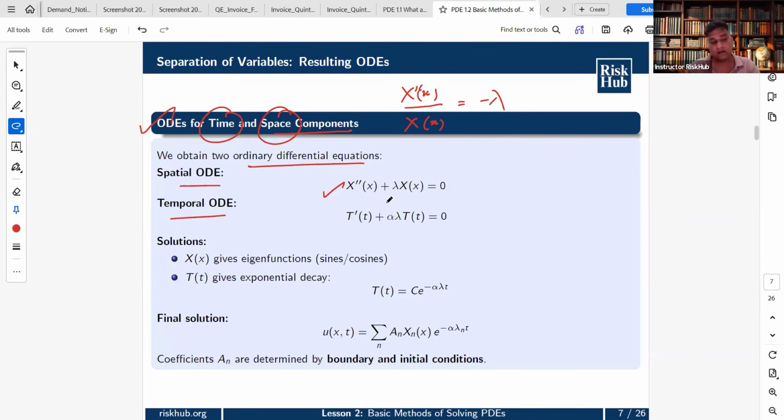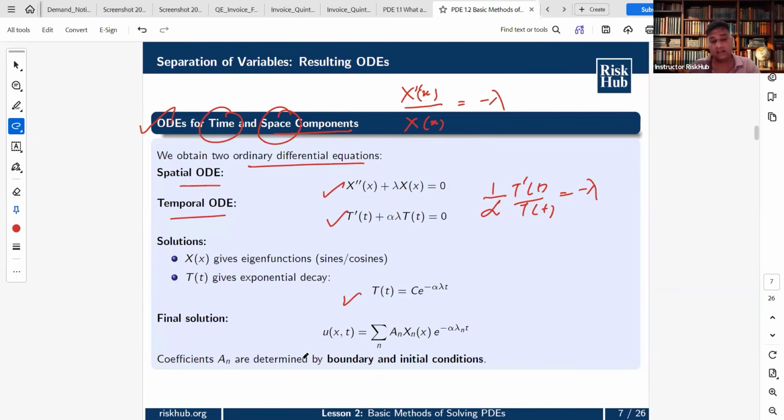Then from the equation, we get 1 by alpha T dash T divided by T equal to minus lambda, right? We get the time ODE: T dash t plus alpha lambda T(t) is equal to 0. The solution for time is T(t) equal to C exponential minus alpha lambda t, that is, C times e to the power minus alpha lambda t.